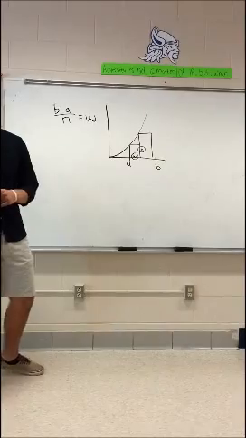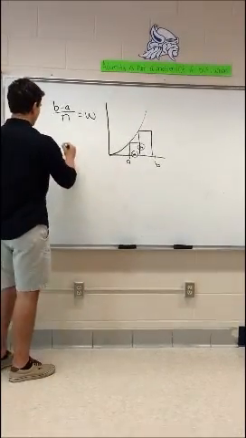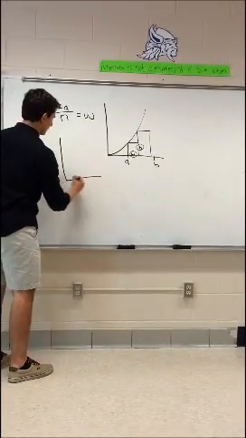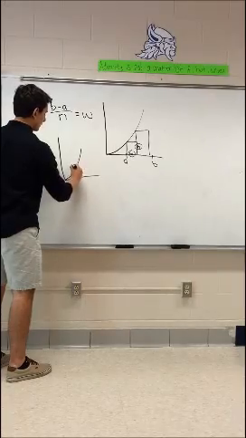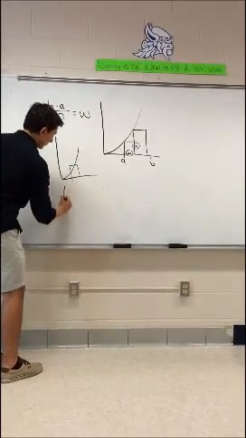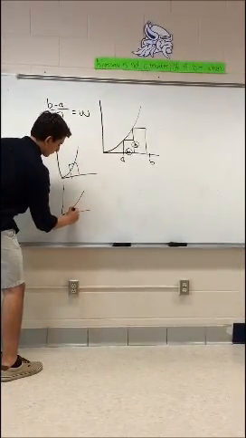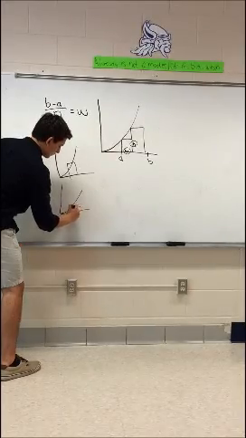If the rectangles are circumscribed about the curve, meaning they extend above the curve, then the area of the rectangles is larger than the actual area under the curve. While if the rectangles are inscribed, meaning they are under the curve, then the area of the rectangles is smaller than the actual area under the curve.